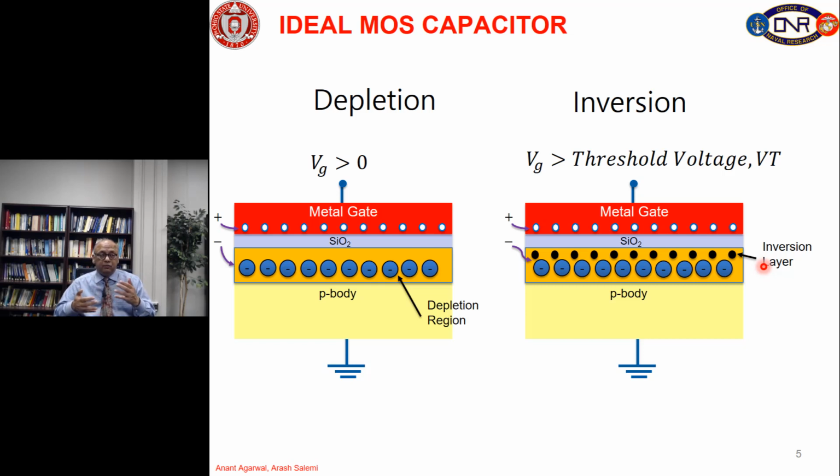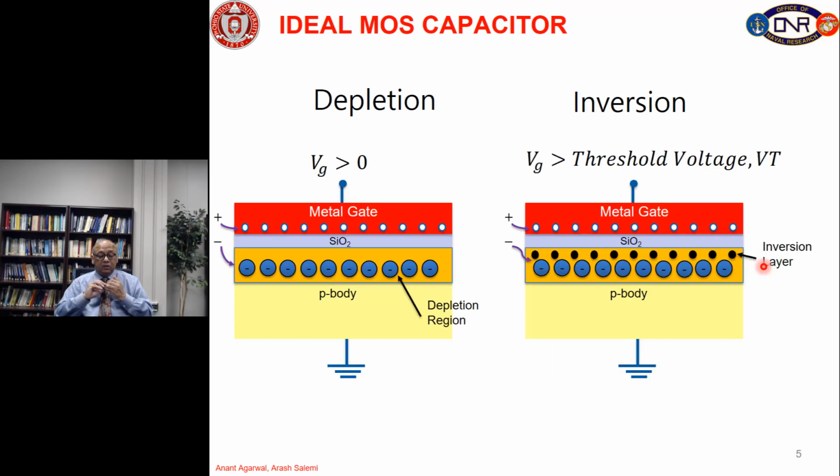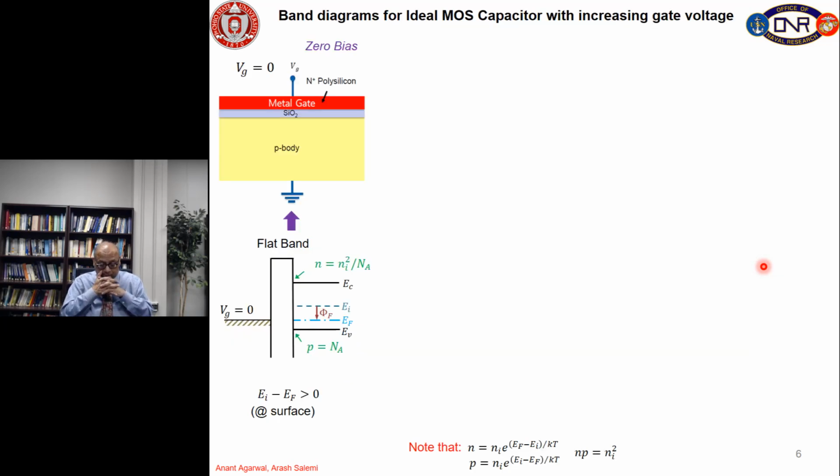And it's called inversion layer because we have now changed the polarity at the surface from p type to n type. All right, so with gate voltage of less than 0 volts, we have accumulation condition. With gate voltage greater than 0, we have depletion condition, and if the gate voltage is sufficiently high, higher than the threshold voltage, then we call it an inversion condition. So, let us study this in detail with the help of band diagrams.